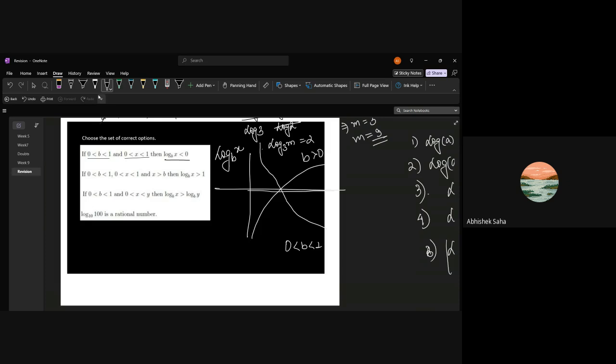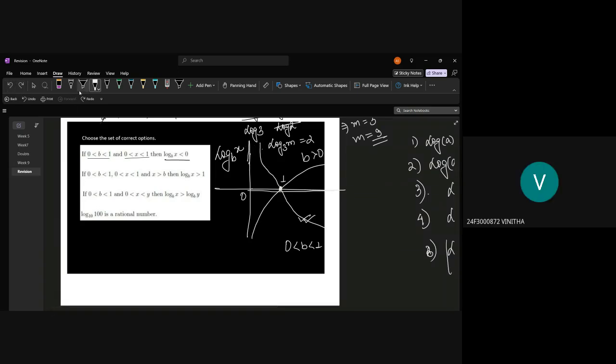So let's also mark the coordinates: this point is 0 and this value is 1. If b is between 0 and 1, that means this graph, and the value of x is between 0 and 1, meaning this region. What will the graph be? So log base b of x is negative. Is it giving negative values? No, it's giving positive values. This area is giving positive values, so this option is incorrect.